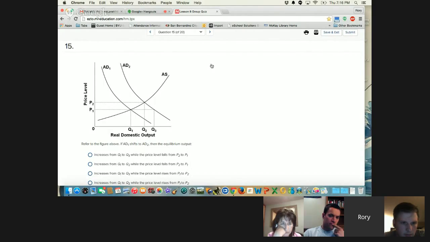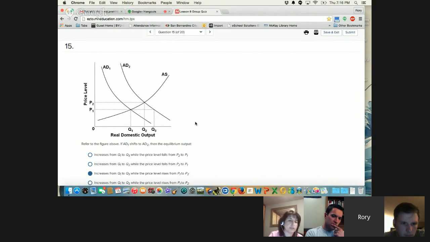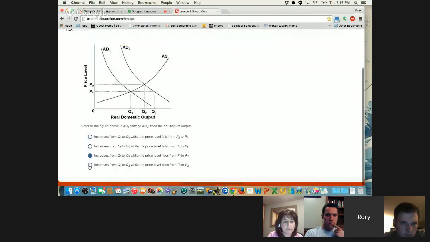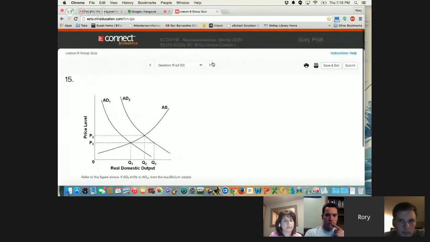I think you're right, it's D, because it's only shifting to Q2, not to Q3. Yeah, and if it shifted to Q3, then the end price would be P1 anyway. Yeah, and the equilibrium would be somewhere else. Okay. Oh, and look, I almost marked C anyway. All right.